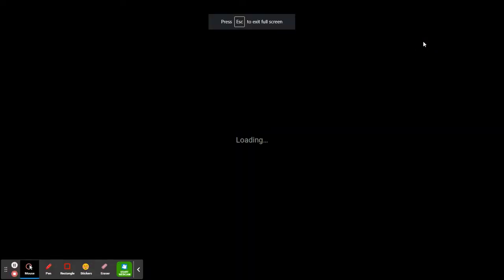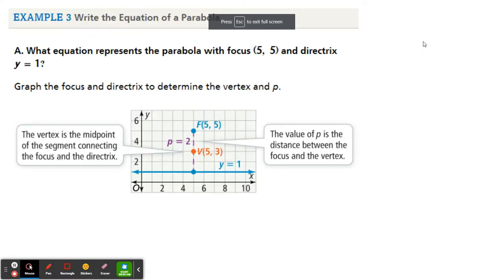All right, so let's take a look at a couple questions here. So first, it says, write the equation of the parabola. So what equation represents the parabola with focus at 5, 5, and directrix y equals 1? So if we take a look here, they've done all the graphing for us. We've graphed the vertex, we've graphed the focus, and we've graphed the directrix.